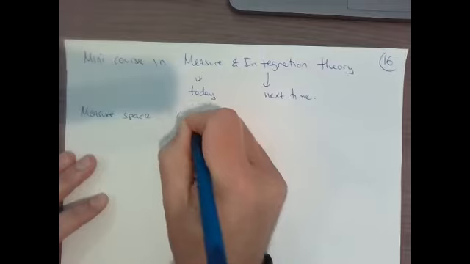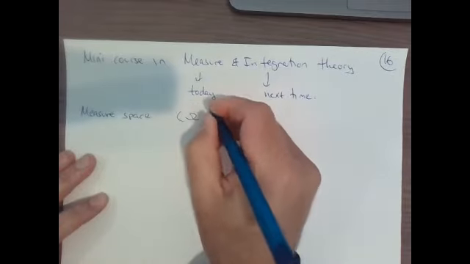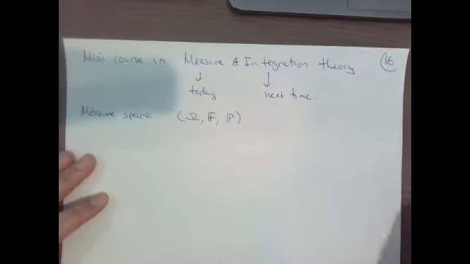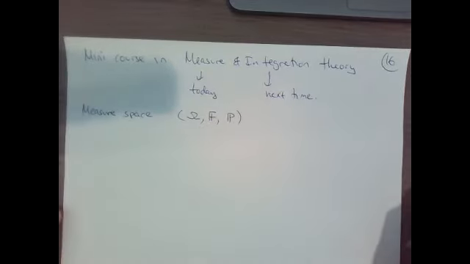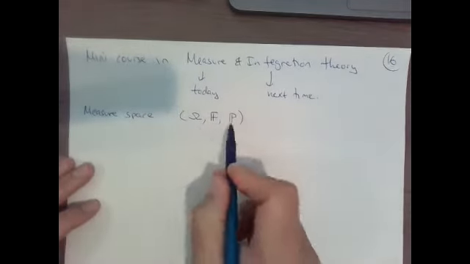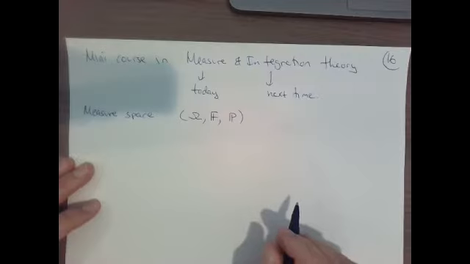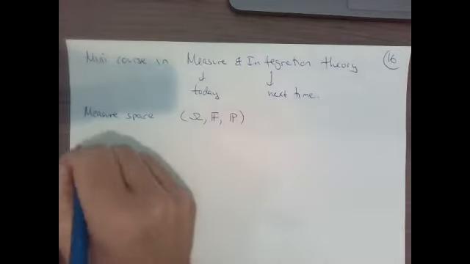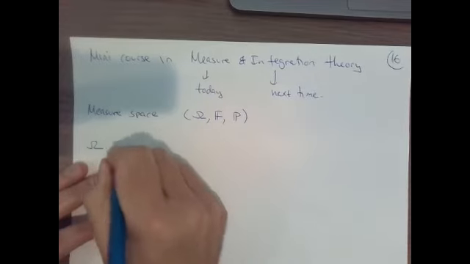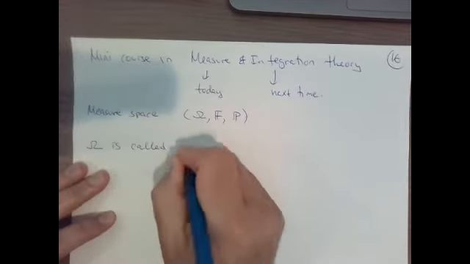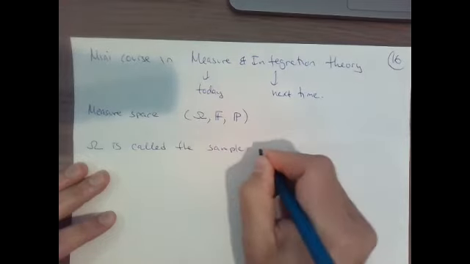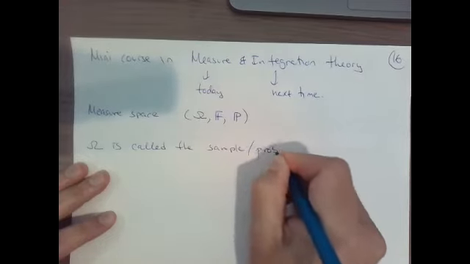This is denoted by omega, and then you're going to have this F, and then you're going to have this P. So what is that? Well, there are three components. It's a triplet. The first component is omega. This is called the sample space, or the probability space.